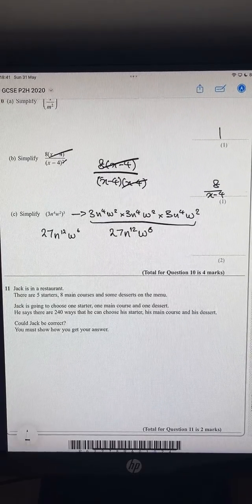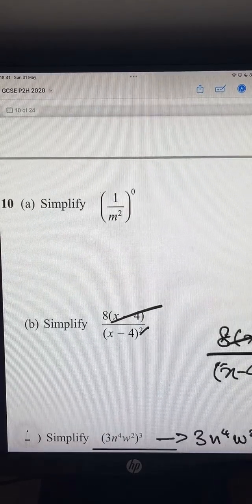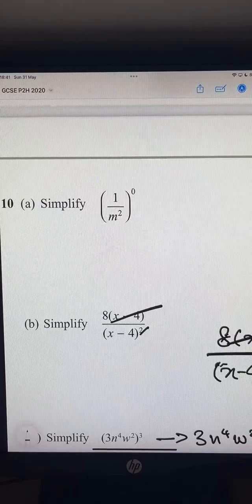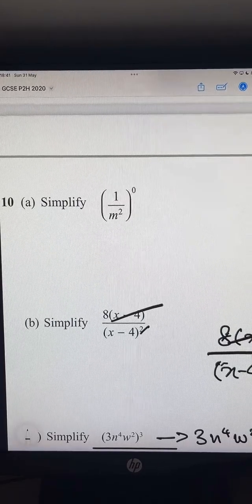All right. How do you do A? A is literally just anything to the power of 0 is 1. Literally, just anything to the power of 0 is 1.